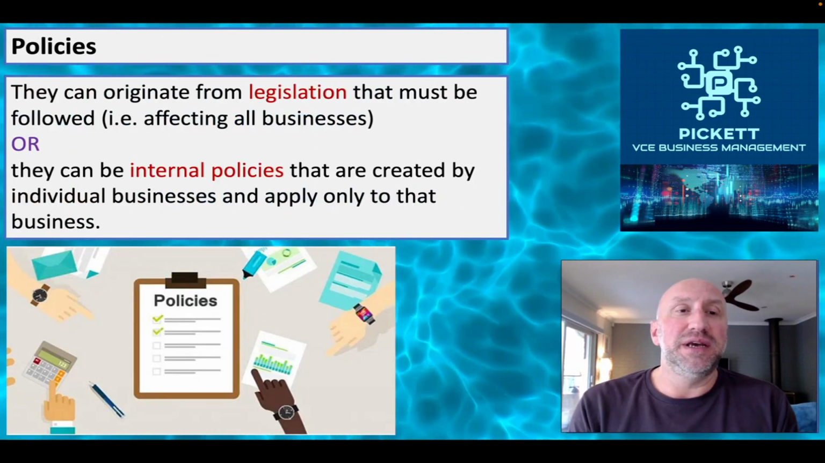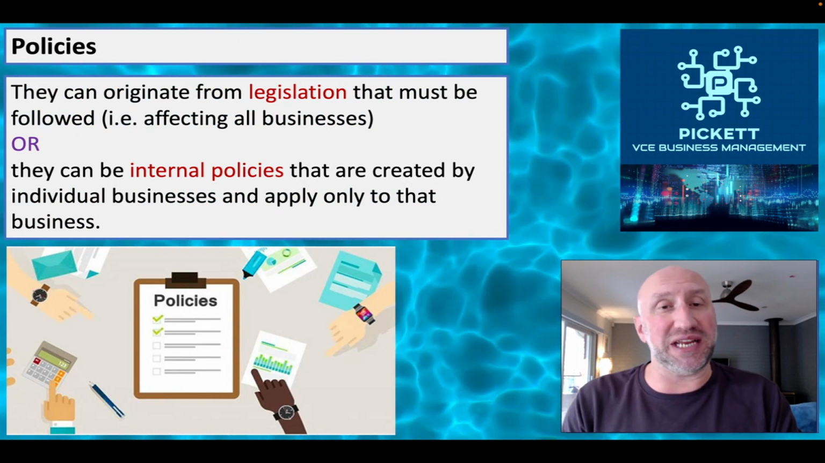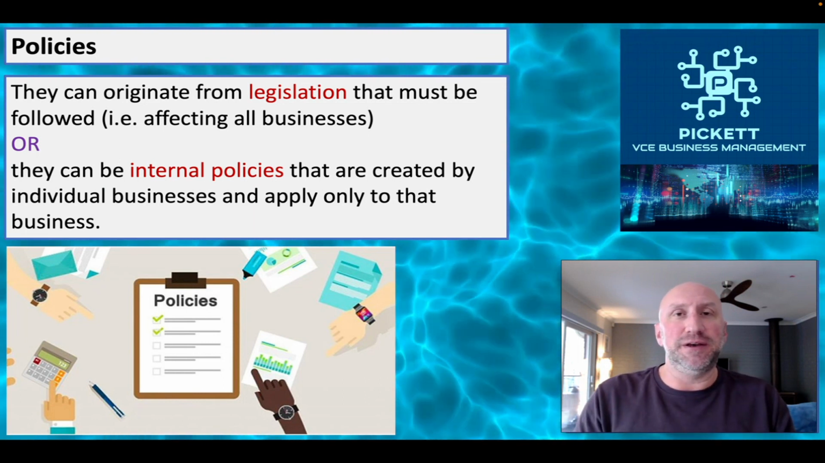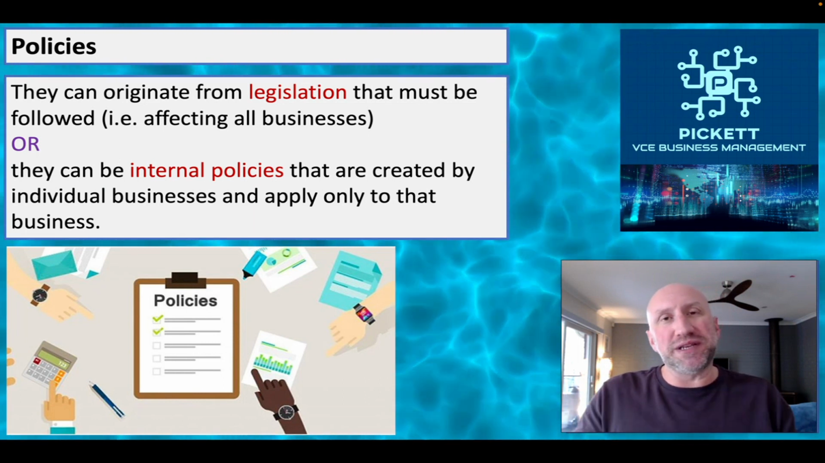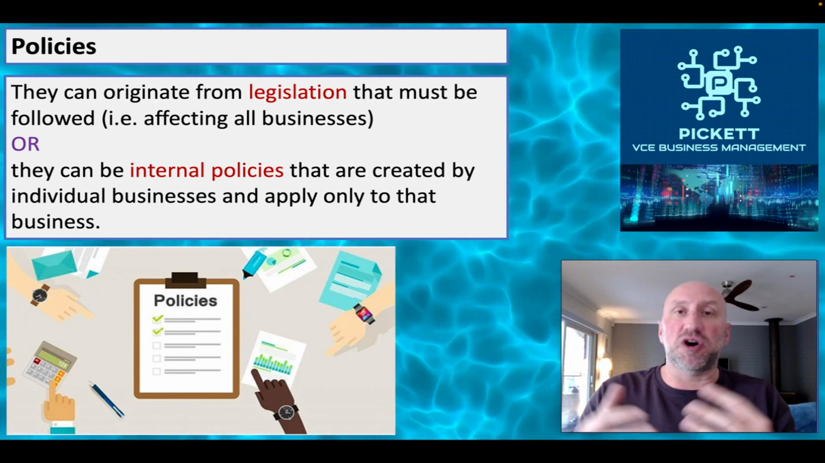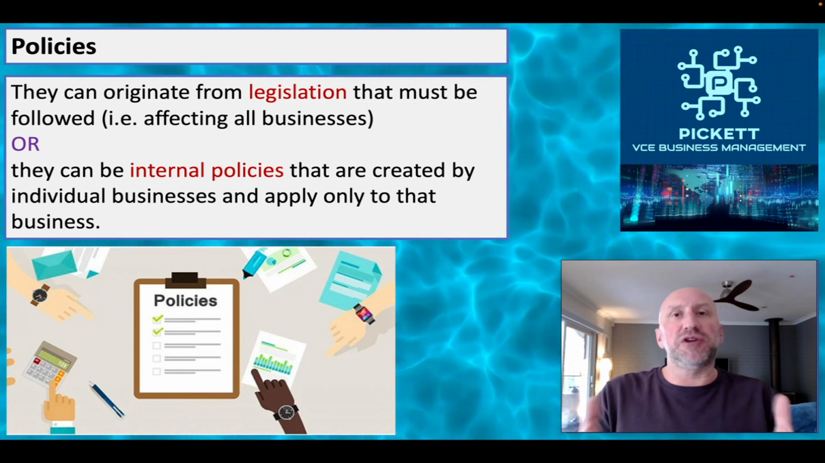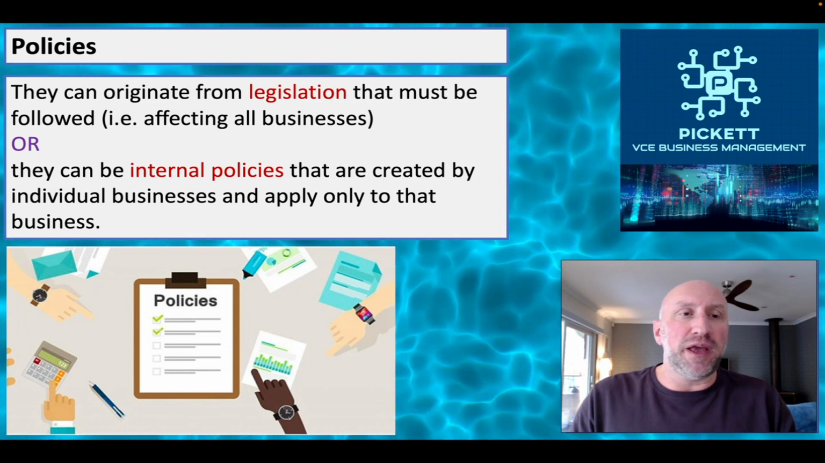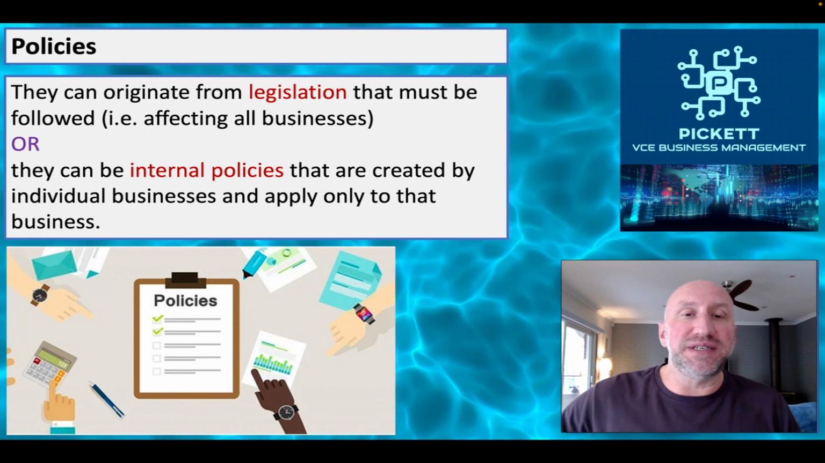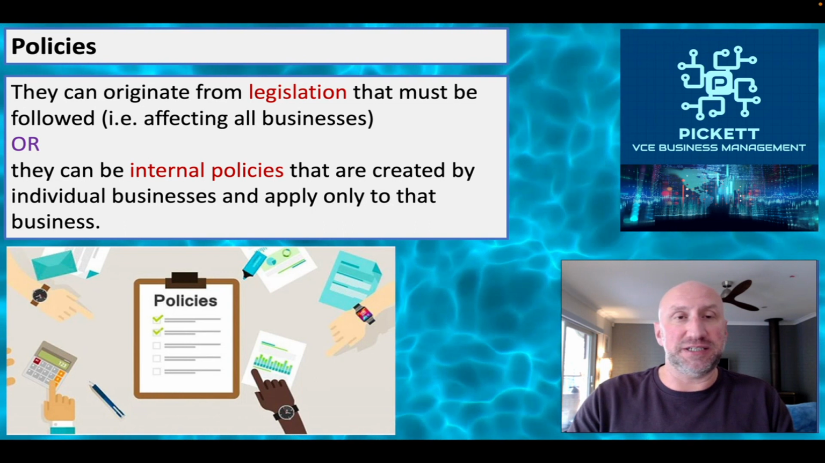Let's start with policies. Two places that these can actually originate from. They can originate from legislation, law, that must be followed, and that will affect all businesses. Some legislation affects all businesses. Some will affect businesses operating in a certain industry or a type of business, of course. So there's, for example, food legislation, which would obviously only apply to businesses dealing with food, or they can be internal policies. And these would be created by individual businesses, and they apply to only that particular business.